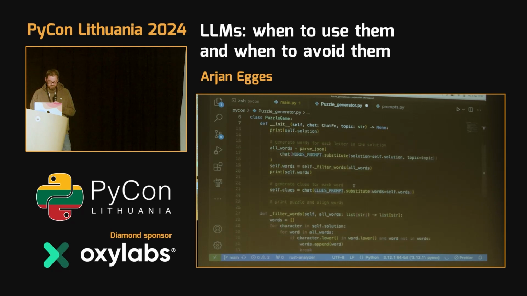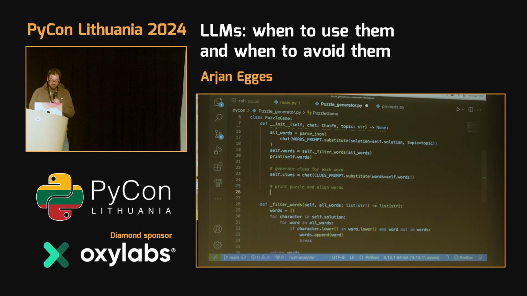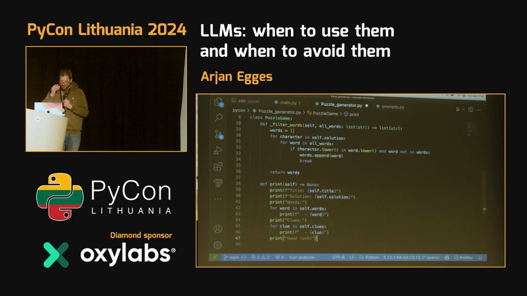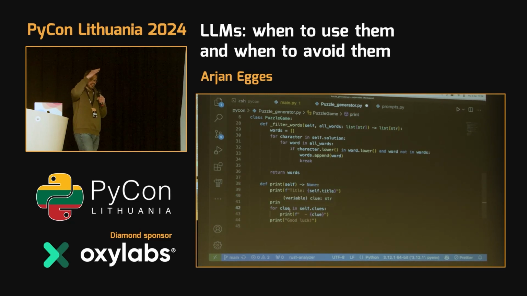Okay. So now the only thing left for us to do is to actually print the puzzle. So let's add a print method. So it's already doing something. It's not really what we want, but it's printing the solution. We also don't want to print the words. So we want to print the clues, obviously, and we now need to print this aligned list of words so that we have this center column.